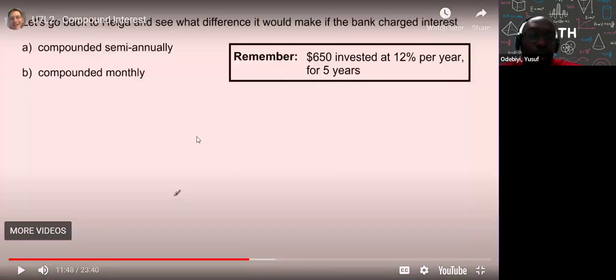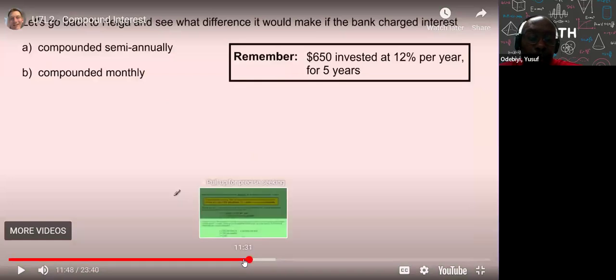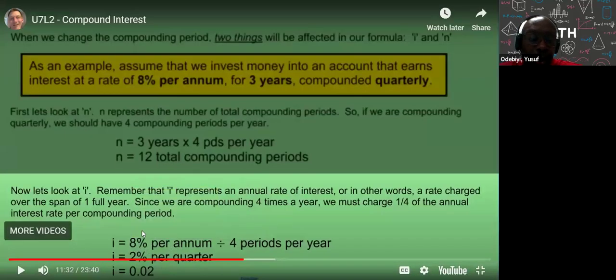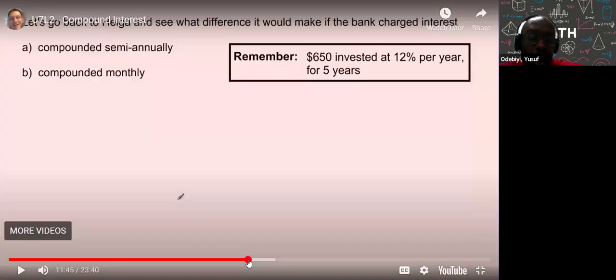Okay, so I just showed you there, that's your compounding interest now per quarter. Okay, here's more examples where now if we want to do comparison, let's go back and see what's the difference if the bank charges you compounding semi-annually or the bank charges you compounded monthly. Same interest rate per year, but compare semi-annually or monthly.